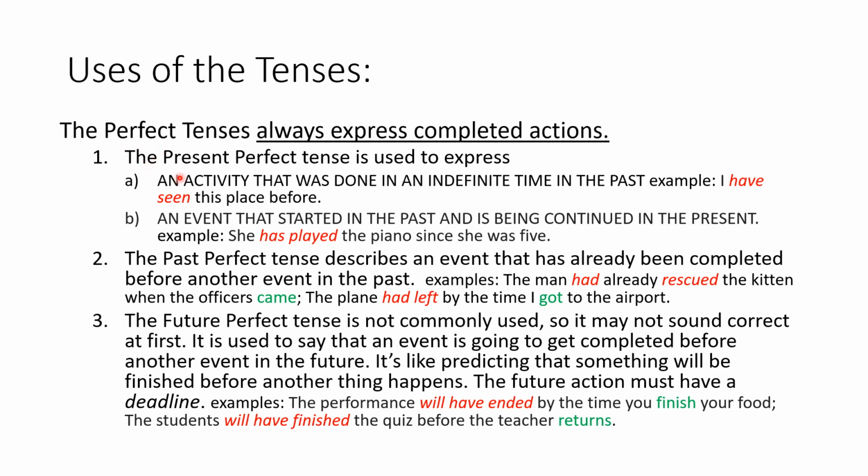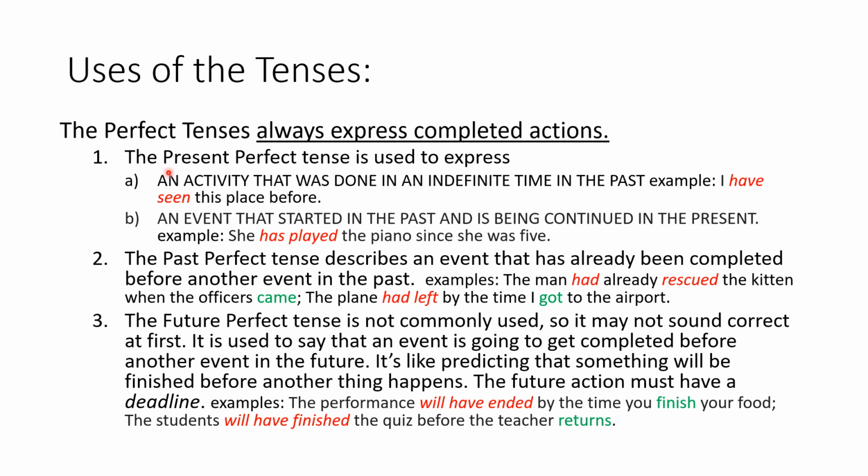Number 1, the present perfect tense is used to express an activity that was done in an indefinite time in the past. Example sentence, I have seen this place before. The verb have seen indicates an action that occurred in the past, but the time is indefinite.